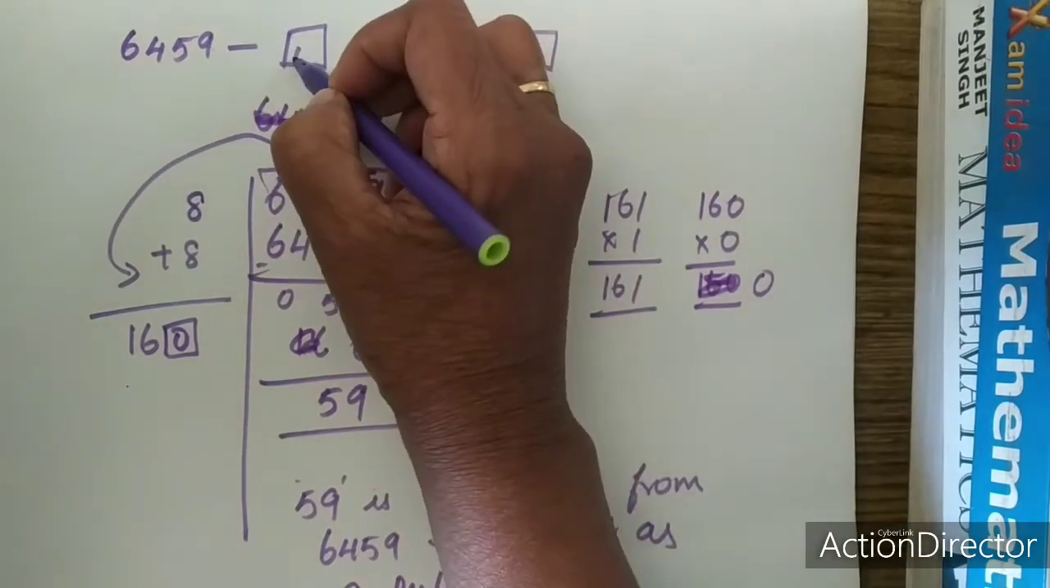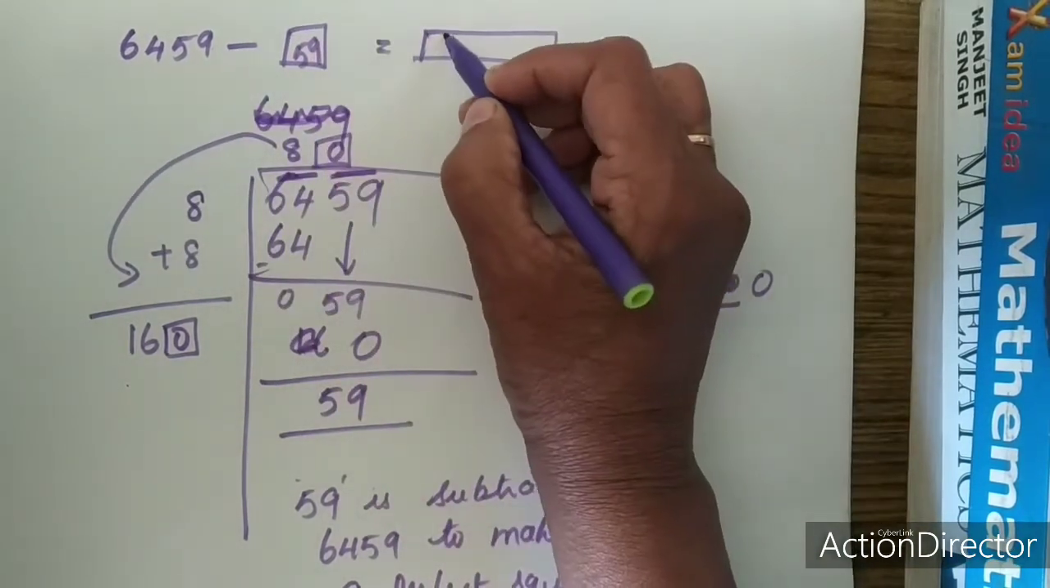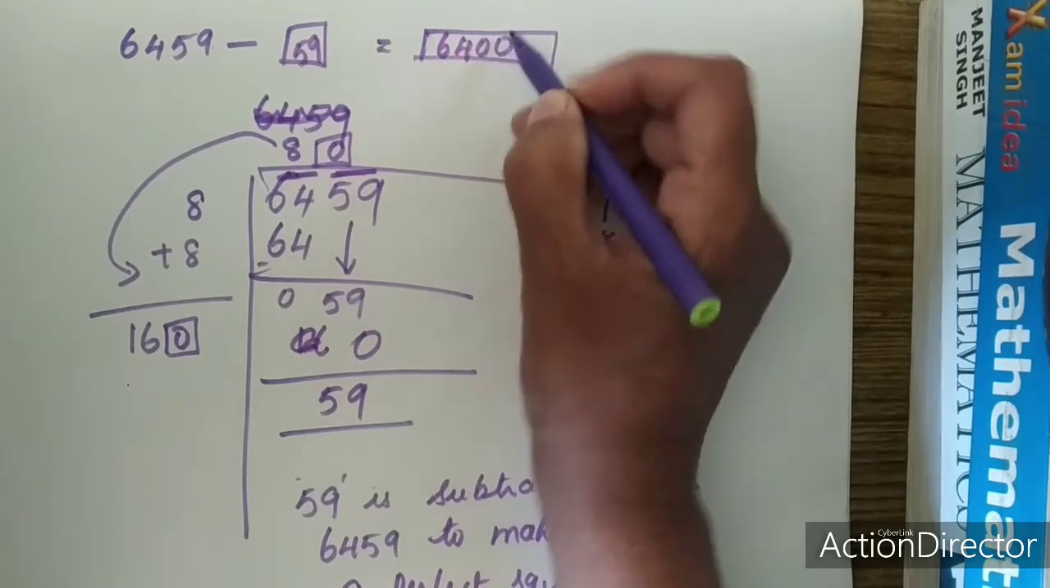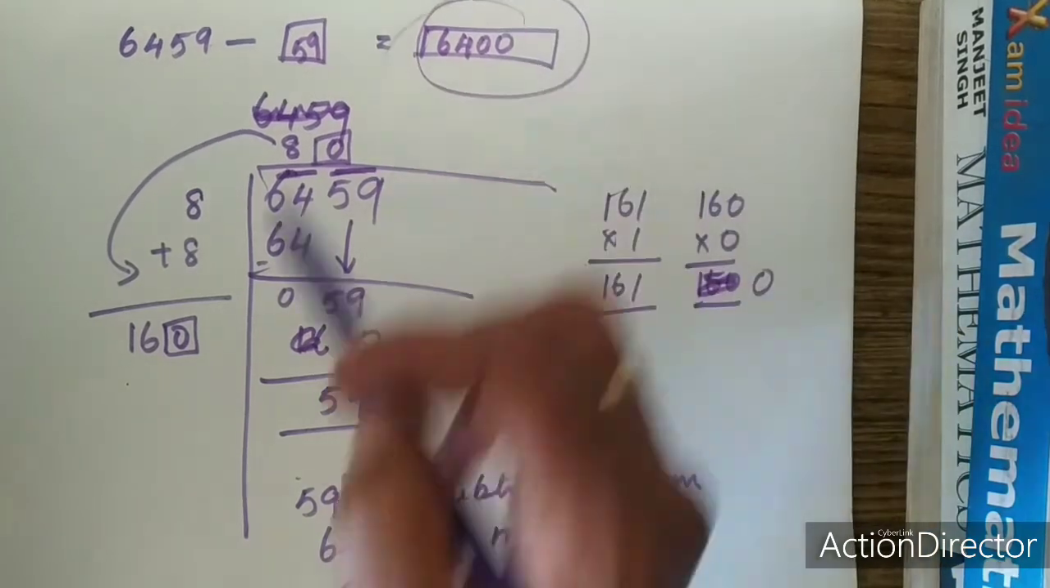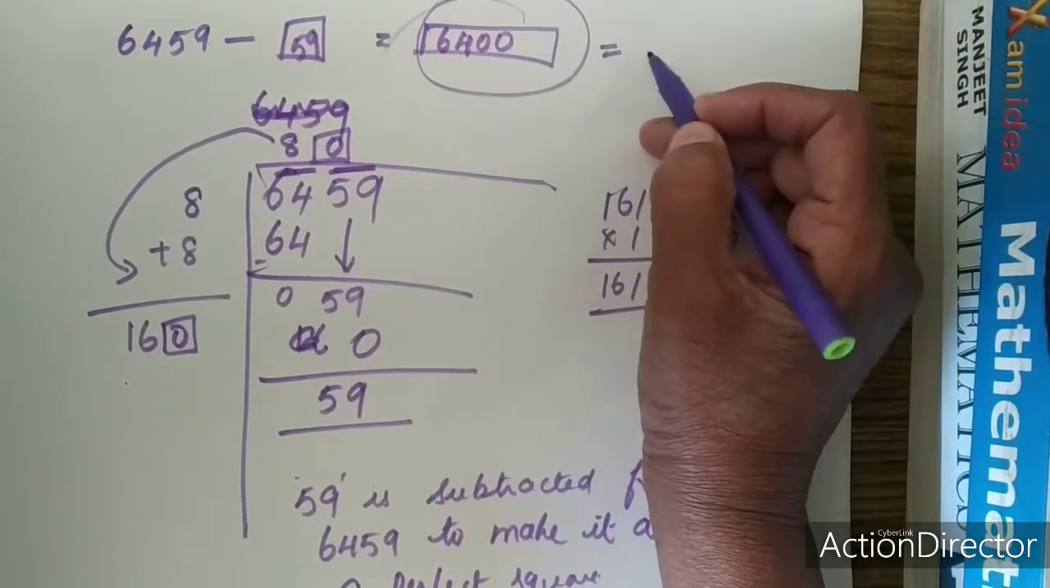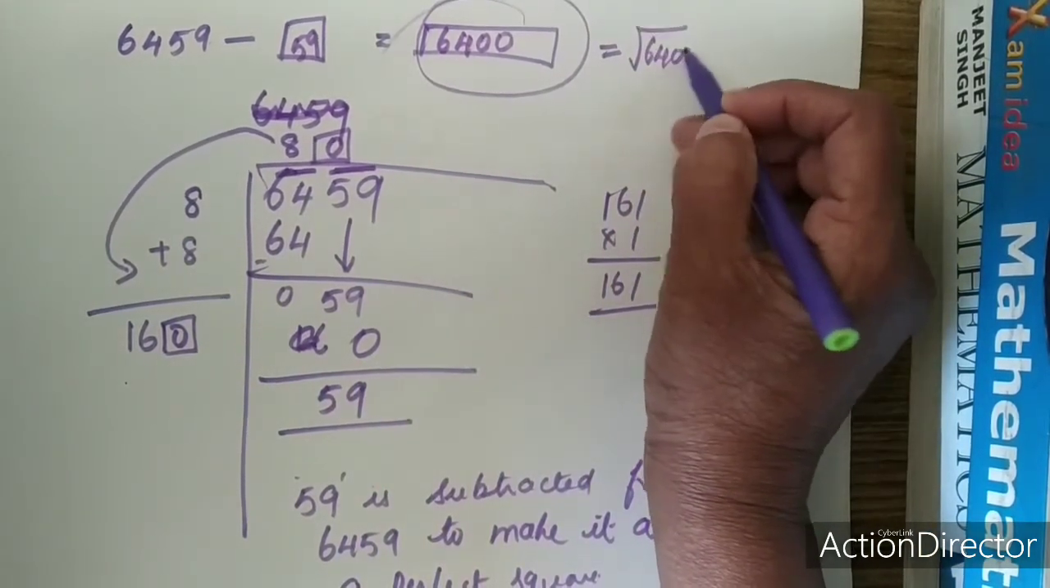Now you can subtract 59 and get the answer. So my answer will be 6400. After subtraction you get 6400. Now 6400 is a perfect square and the square root of this number will be equal to 80.